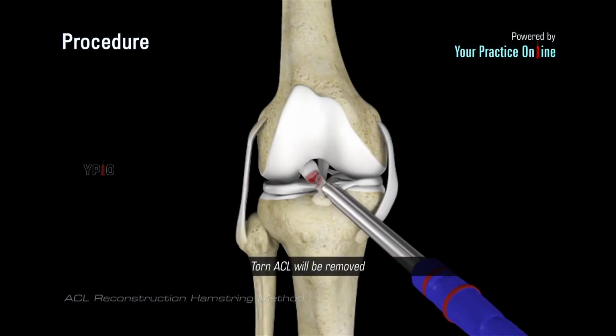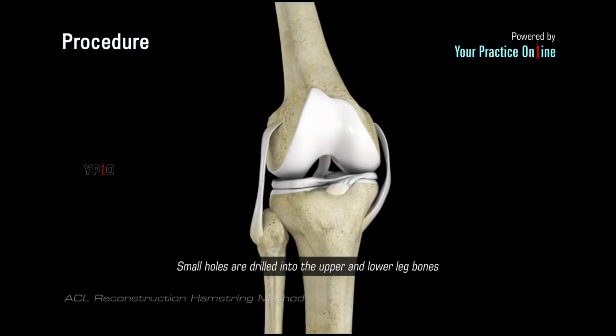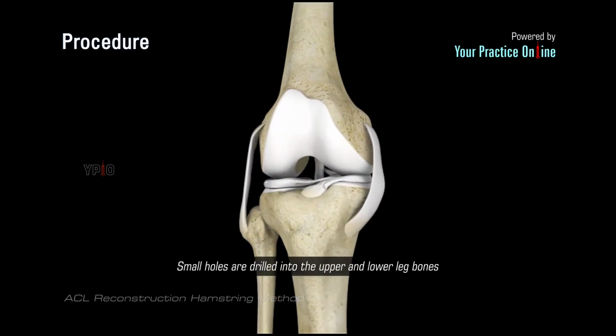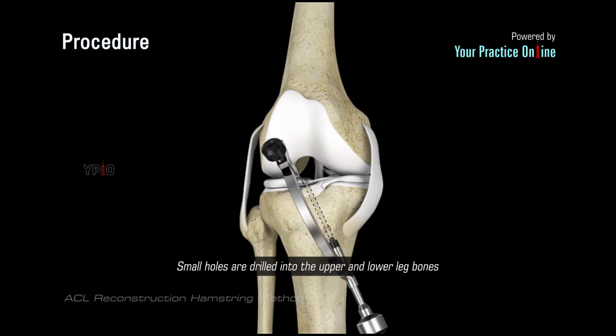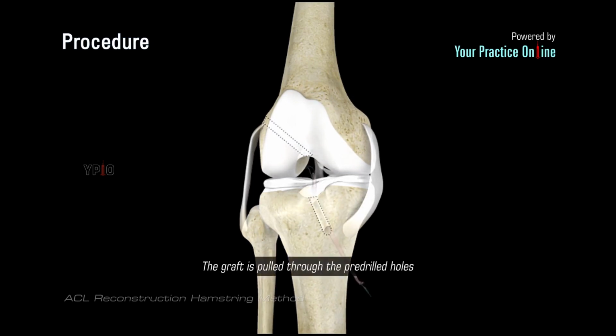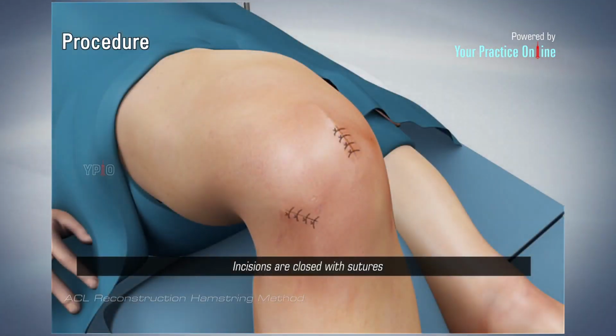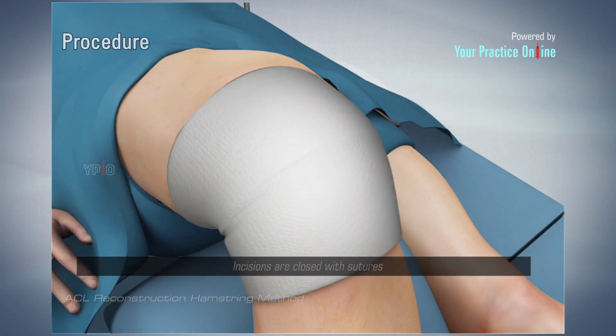The torn ACL will be removed and the pathway for the new ACL is prepared. Small holes are drilled into the upper and lower leg bones where these bones come together at the knee joint. The holes form tunnels in your bone to accept the new graft. Then the graft is pulled through the pre-drilled holes in the tibia and femur. The new tendon is then fixed into the bone with screws to hold it in place while the ligament heals into the bone. The incisions are then closed with sutures and a dressing is placed.